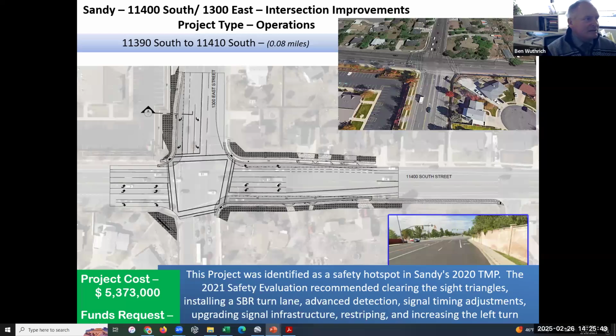The next project is a request from Sandy City. It's an intersection project on 114 South and 1300 East. This project will improve the turning lanes, the detection, as well as the signal adjustments. The project estimated cost is 5.3+ million. The funds being requested are a little more than 5 million.